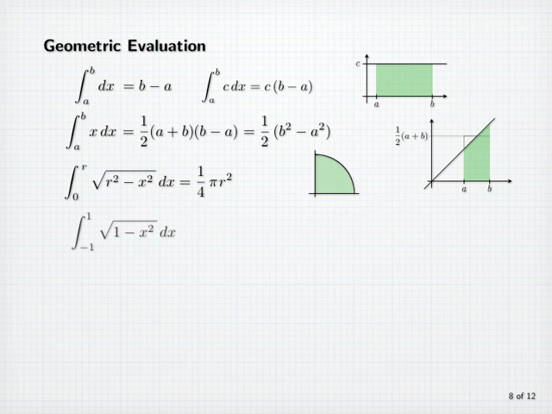The integral from minus 1 to 1 of the square root of 1 minus x squared dx is the area underneath the top half of the unit circle, which will be 1/2 of pi. Likewise, the integral from minus r to r of the square root of r squared minus x squared will be 1/2 of pi r squared.